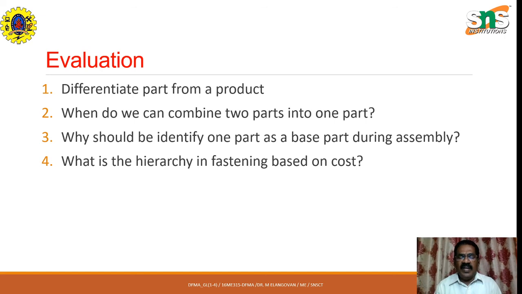Okay, so we have looked at the four guidelines of design for manufacture or assembly. For design for assembly, we have looked at four guidelines. More guidelines are in store.